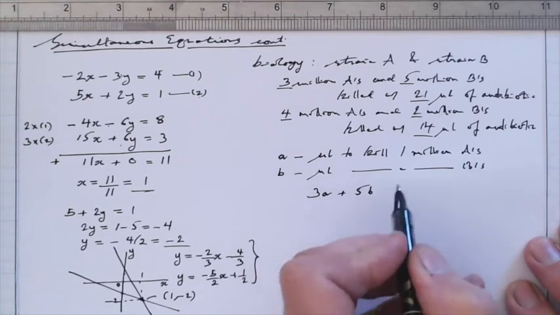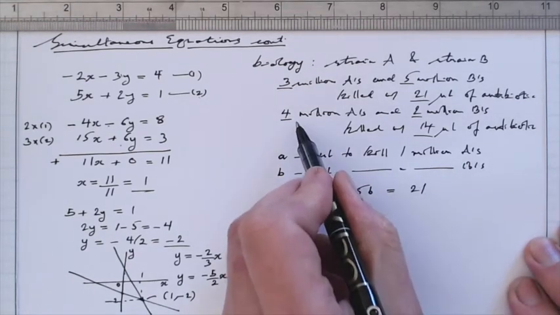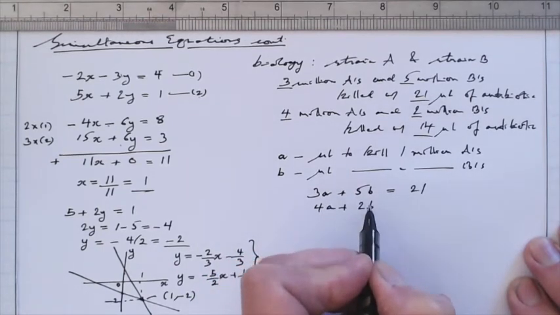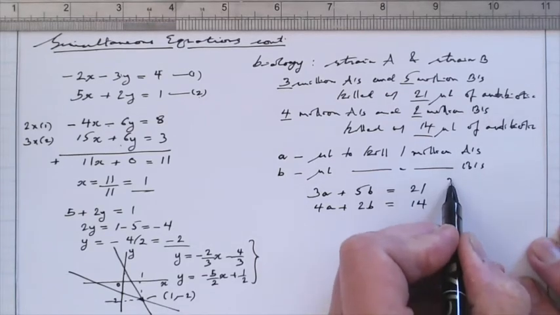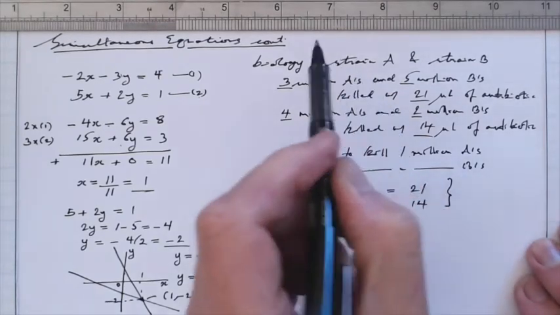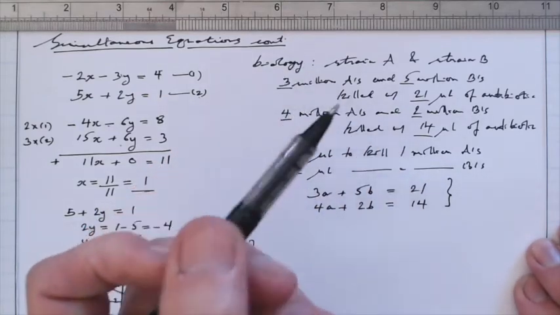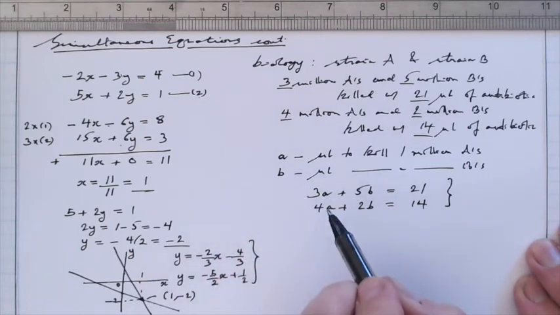So 3A plus 5B is 21 microliters, and 4A plus 2B is 14 microliters. So now we've taken what looks at first like quite a complicated set of information, but we've been able to distill it down by choosing A and B well to get 2 simple equations.